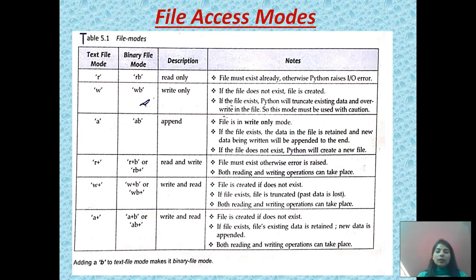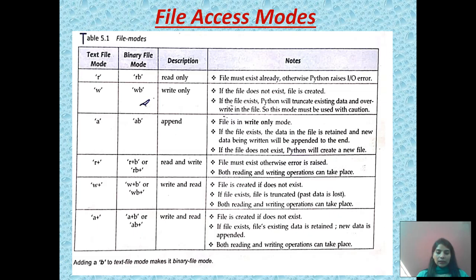Next is W plus. This is write and read. First you need to write and then you have to read it. Here the file is created if the file does not exist, and if the file exists, then the file is truncated, meaning the past data is lost. So reading and writing can be performed at one time.